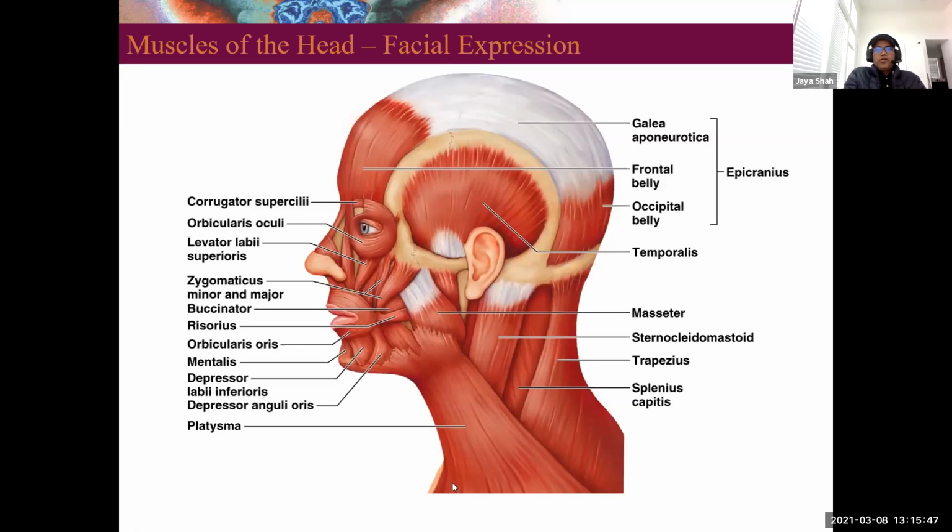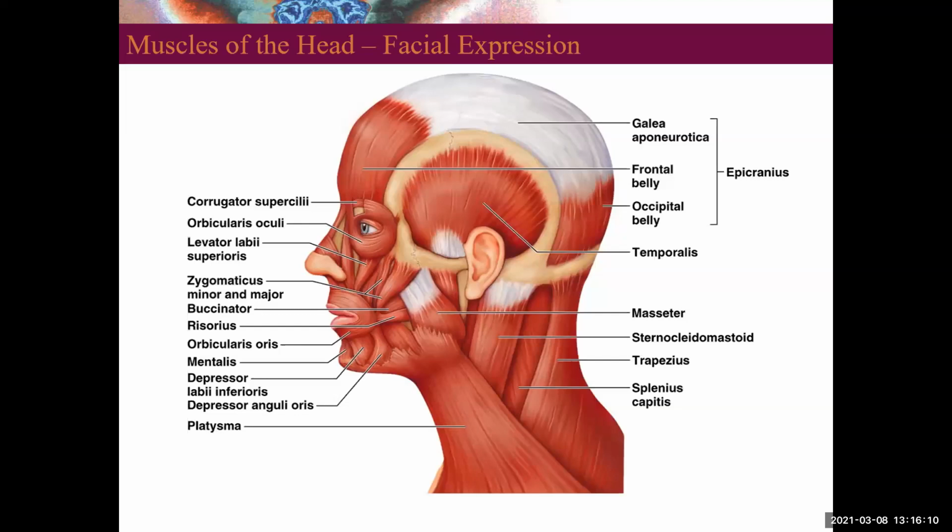Here is the sternocleidomastoid muscle. Why do we call it sternocleidomastoid? Because these muscles originate from the sternum and clavicle and are inserted through the tendon in the mastoid process of the temporal bone. That's why we call them sternocleidomastoid. And the neck.